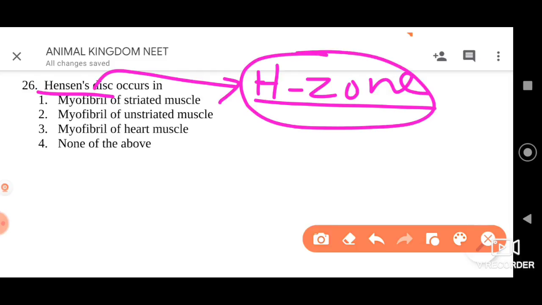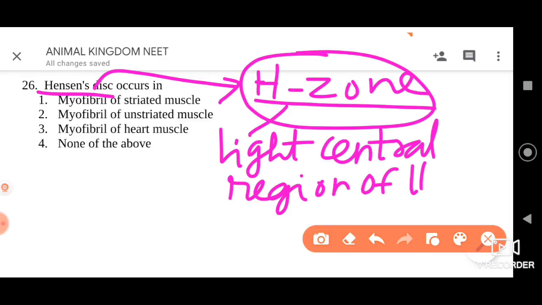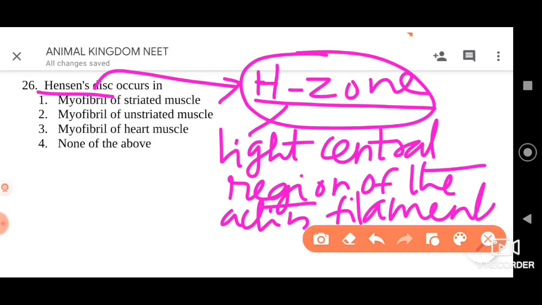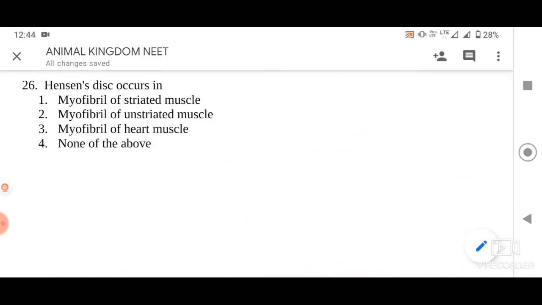This H zone, or Hansen's disc, is the light central region of the actin filaments. Actin filaments are the thin filaments, and myosin are the thick filaments. This is the zone where only thick filaments are present. It is the light central region of the actin filaments, but it passes through the myosin. Let me show you through the diagram.